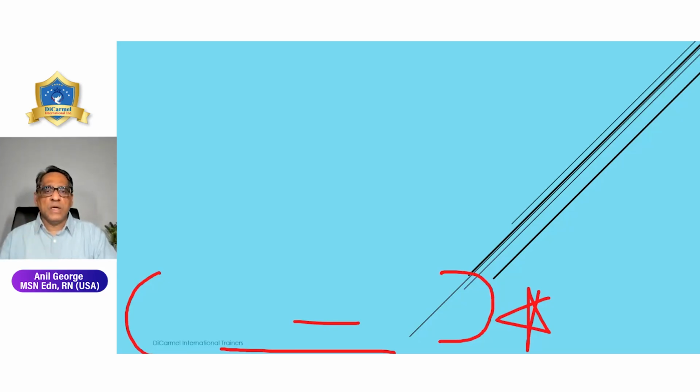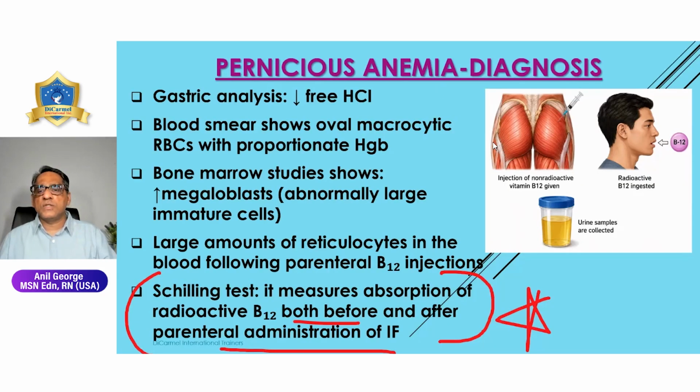And how do we do it? So that's what this image shows right here briefly. You can see the patient will be getting radioactive B12 orally. So this is the first phase. In the first phase, they get radioactive B12 orally. And also, along with that, they'll be getting regular B12 parenterally. And the patient's urine will be collected for 24 to 48 hours.